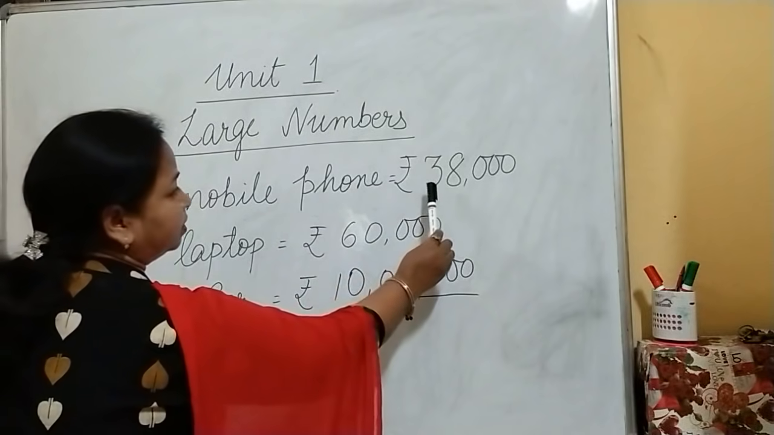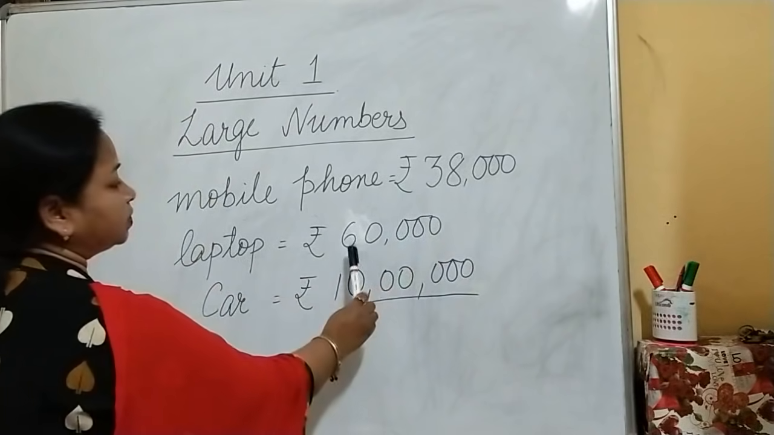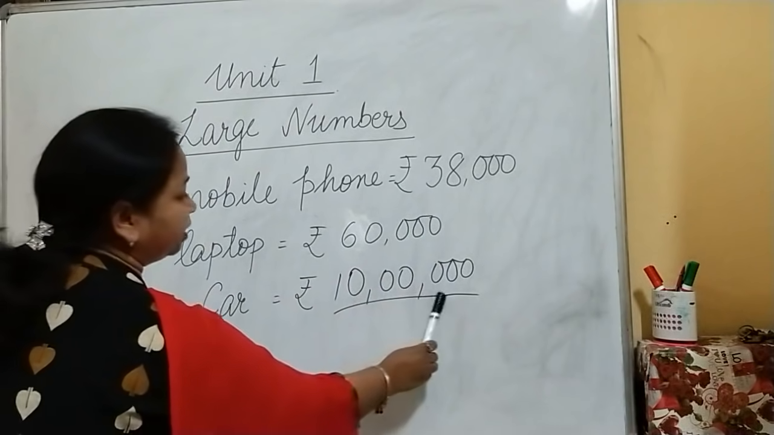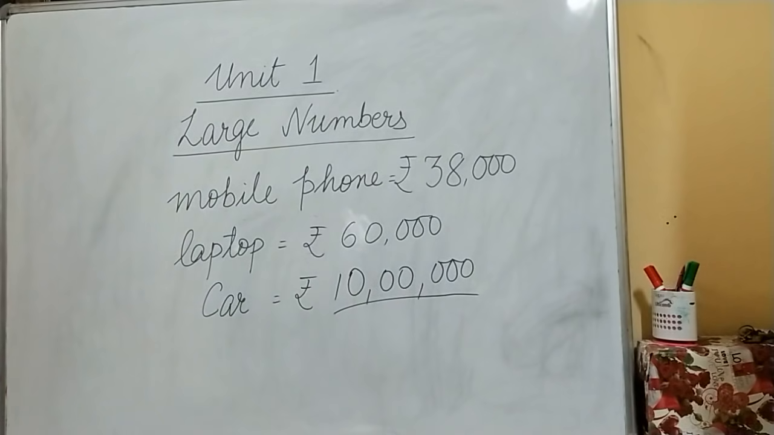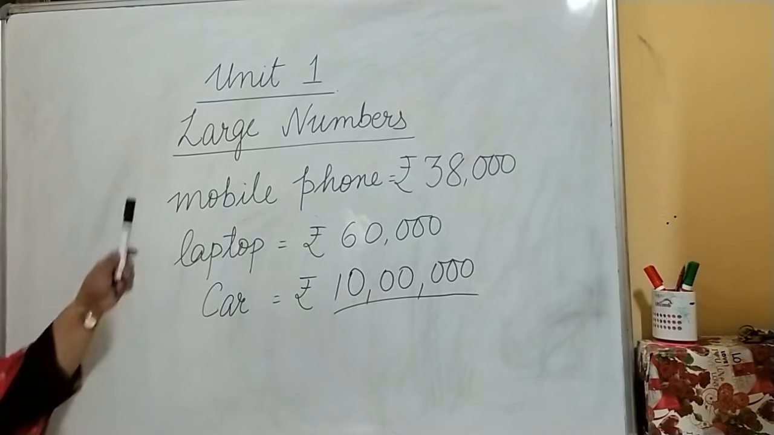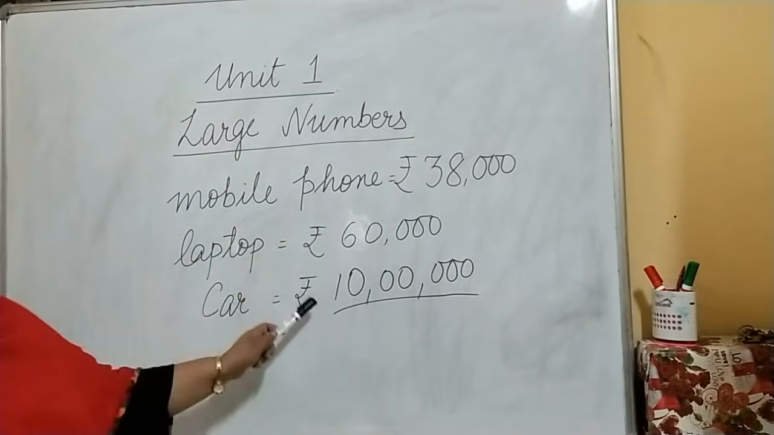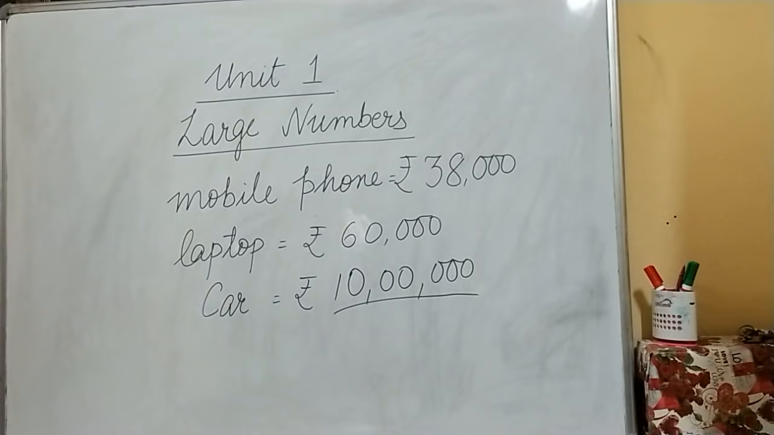Just observe the number of digits shown in the above examples: 38,000, 60,000, 10 lakh. Mere counting of the number of digits won't help you. So, we have to learn how to write them and how to read them. As you have already studied in class 4 up to 5-digit numbers, answer the following questions.